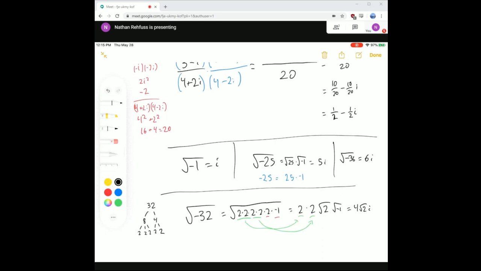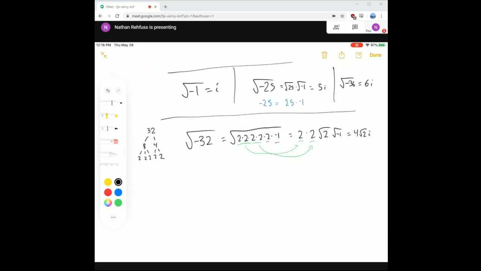Okay. So that's how you do the square root of negative 32. You can go on and practice if you want. What would the square root of negative 72 be? And I mean, pause here if you want. Your answer should be 6 root 2i. Okay.